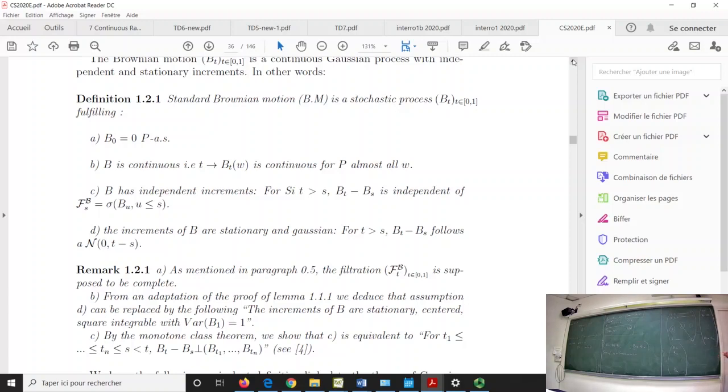Okay, may I erase this one and this one because I have to continue? So I erase. I am still in the same implication. So now I am interested in m(t) equal to 0 and gamma(s,t) equal to the minimum between s and t.